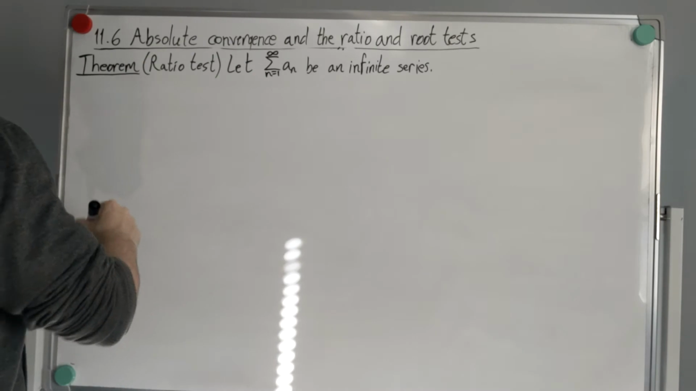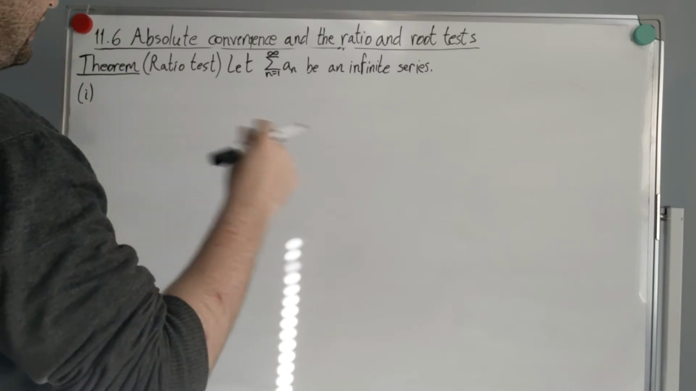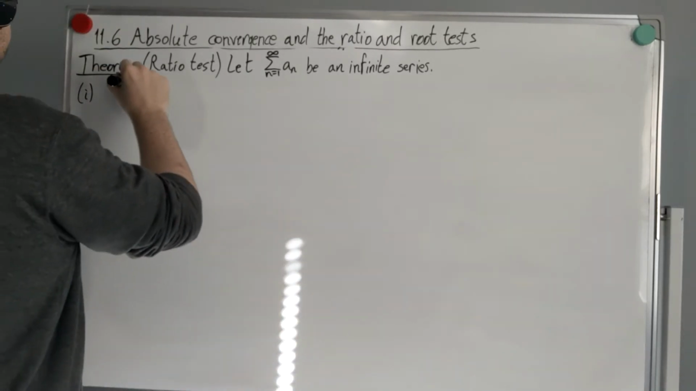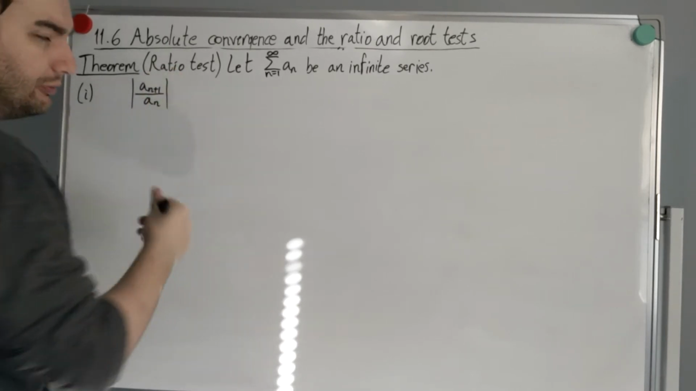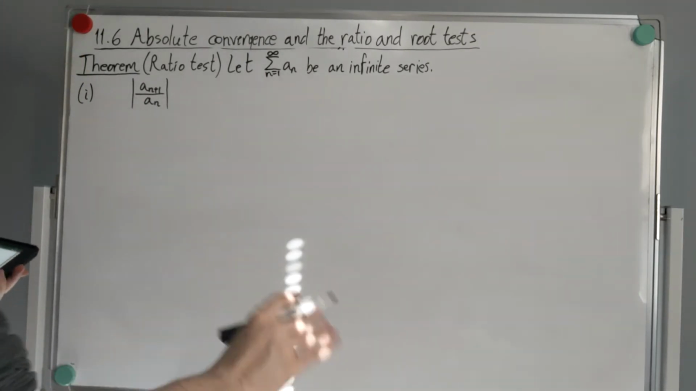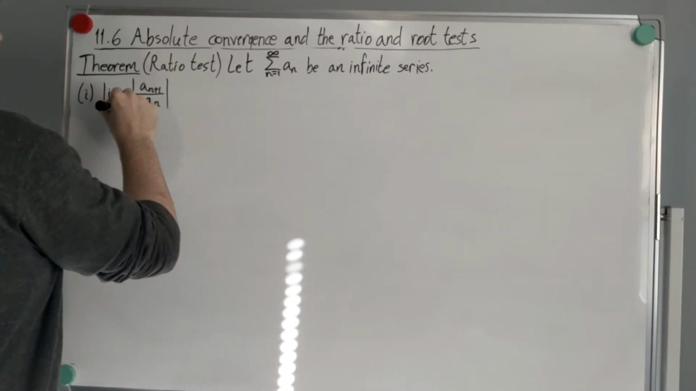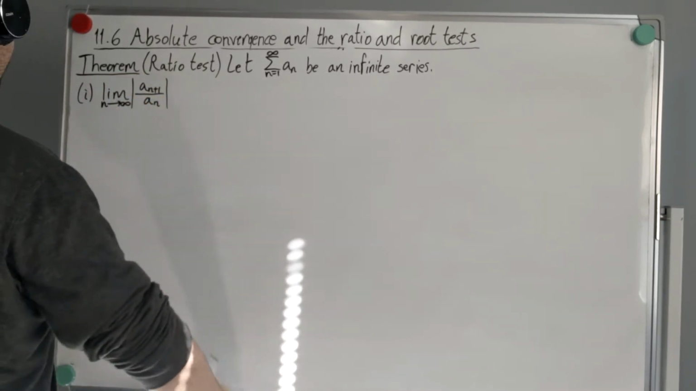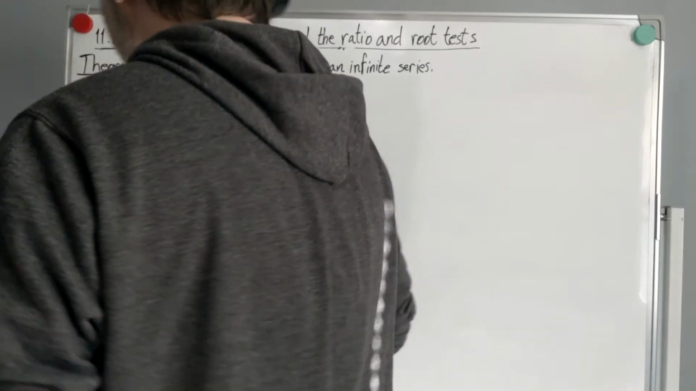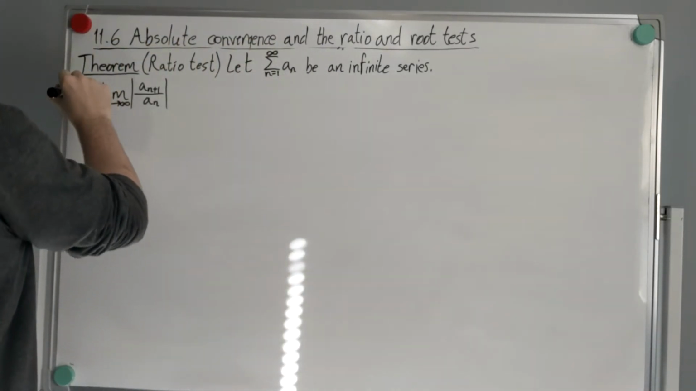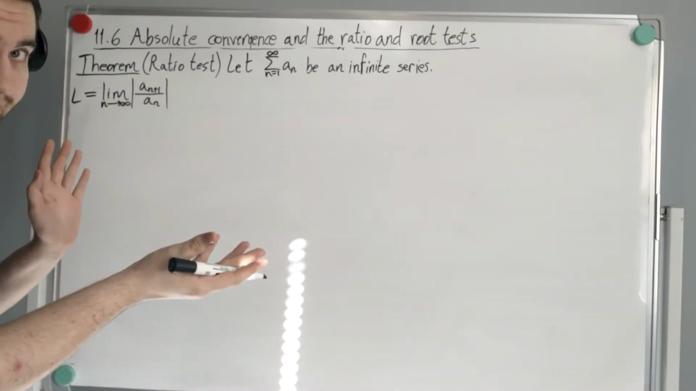Okay, here's how it goes. What we're going to do is we're going to take the absolute value of an plus 1 divided by an. And that's the ratio that it's referring to. We're going to take the absolute value of that and then take the limit of that as n approaches infinity. Actually, you know what? I'm going to state this a little bit differently than how I do it in my notes. It's correct in my notes, but I just want to state it a little bit differently. Let's define this as L. Okay?